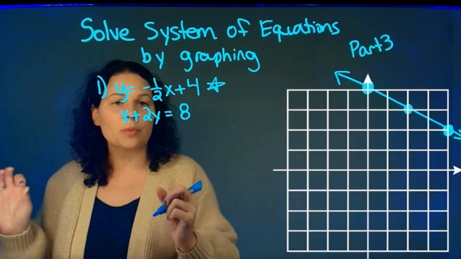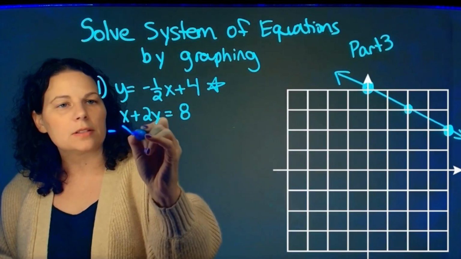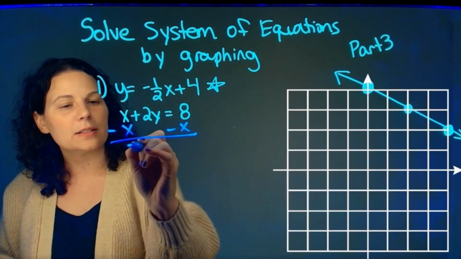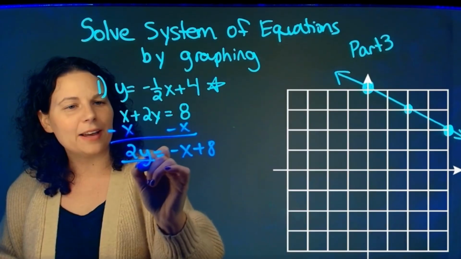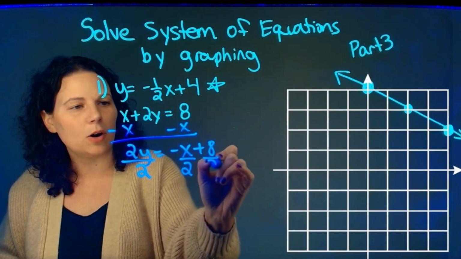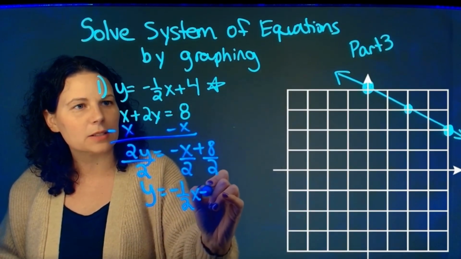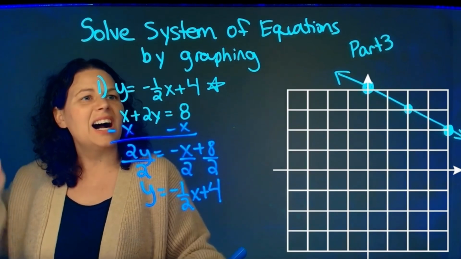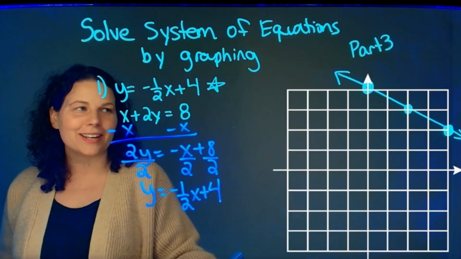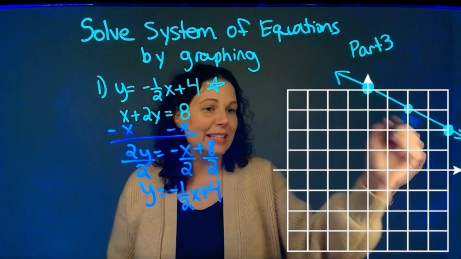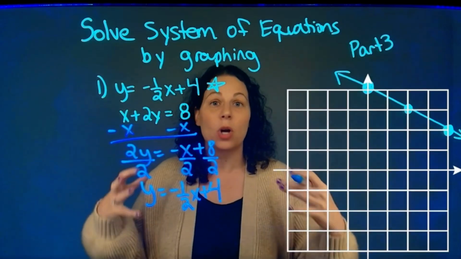Now the second one, we need to get y by itself. It's in standard form. Let's get y by itself. Subtract x from both sides. Divide everything by 2 to get the y all the way by itself. y equals negative 1/2 x plus 4. That's the exact same equation. So when I go to graph it, I'm going to get the exact same line. These two lines are the exact same equation.